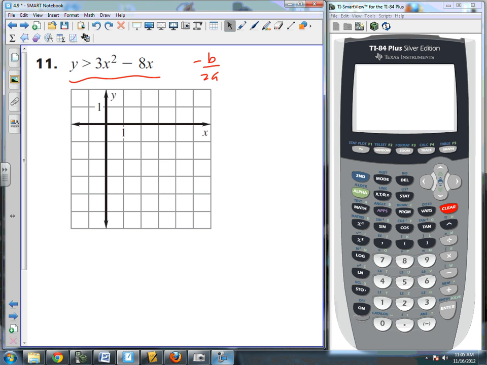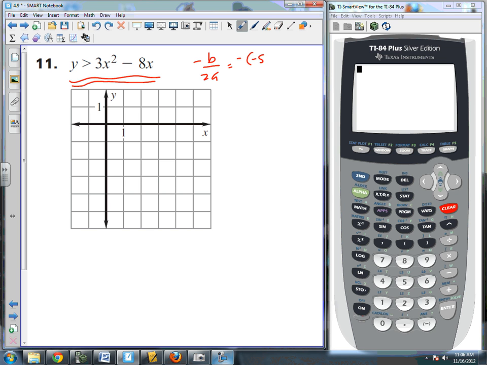So I'm going to show you some tips you can use to help you get the vertex more easily, because the vertex in terms of quadratics and graphing quadratics is the most important part. So with this one, when an inequality or an equation is in standard form for a quadratic, I always start by finding the vertex with negative b over 2a. So I'm going to start with that.